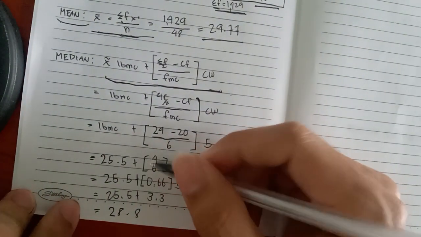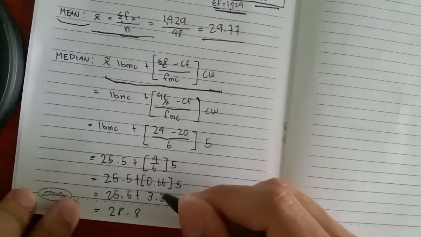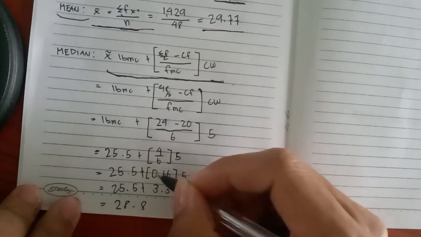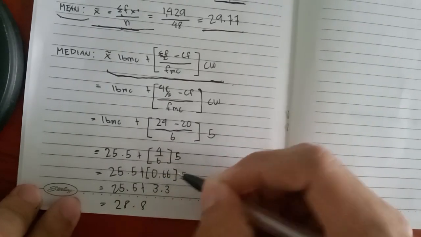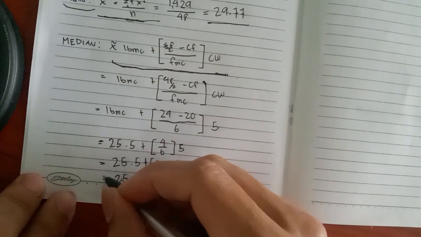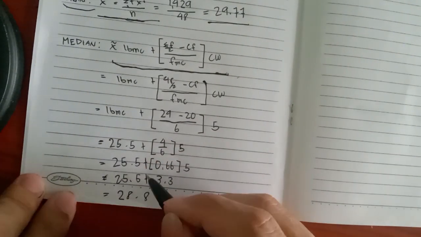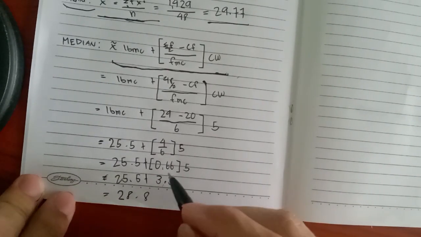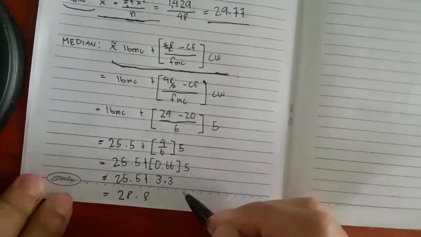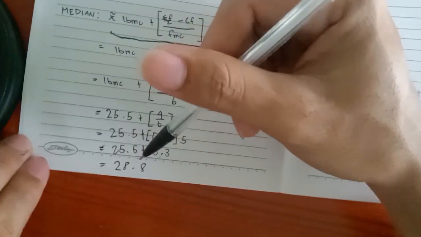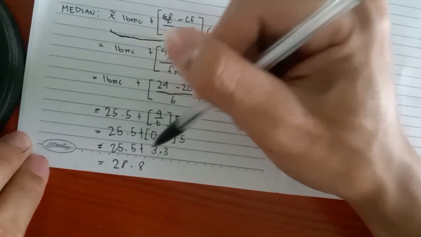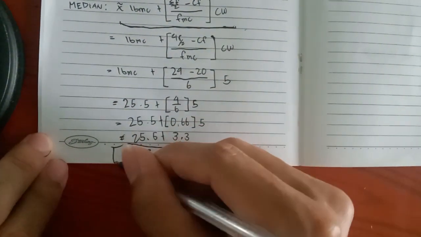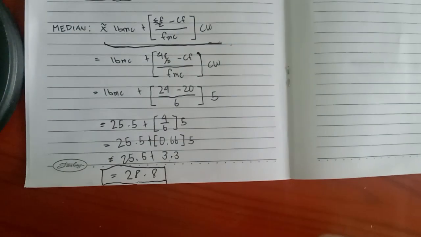First, we do 4 divided by 6, which is equal to 0.66. So we copy and paste the 25.5 plus a bracket, and in the middle we put the 0.66, close bracket, times 5. Next step, 25.5 plus 3.3. How do we get the 3.3? 0.66 times 5 is equal to 3.3. Then we add: 25.5 plus 3.3 is equal to 28.8. So that is our median.